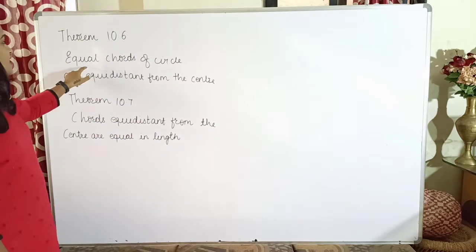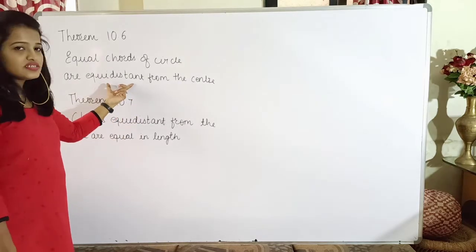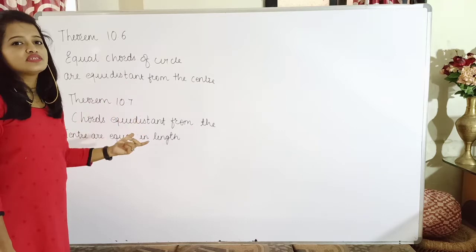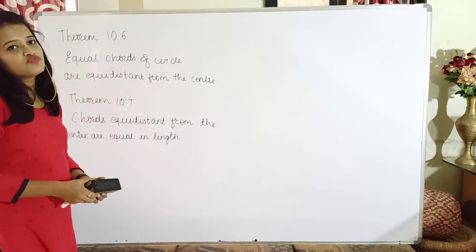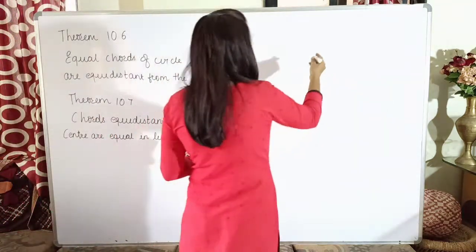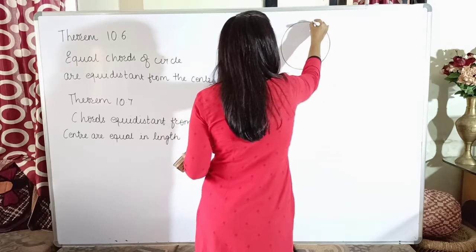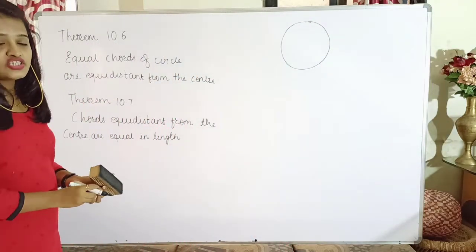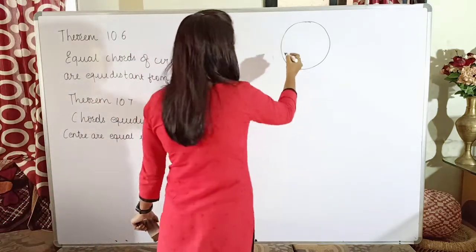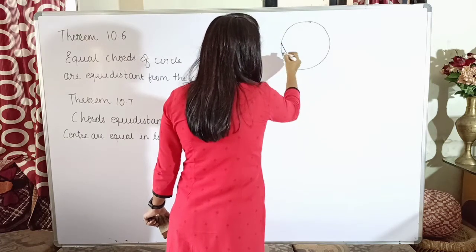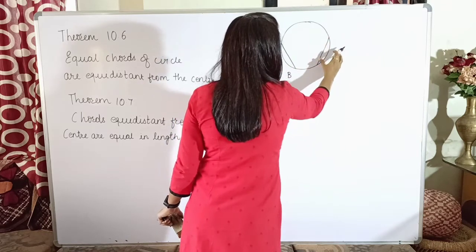It says equal chords of a circle are equidistant from the center. Equidistant means at equal distance. So equal chords of the circle are at equal distance from the center. Let us draw a circle. Now we are going to see the relation between the two chords and their distances from the center. So let us draw two chords. This is my chord AB, whereas this is my chord CD.